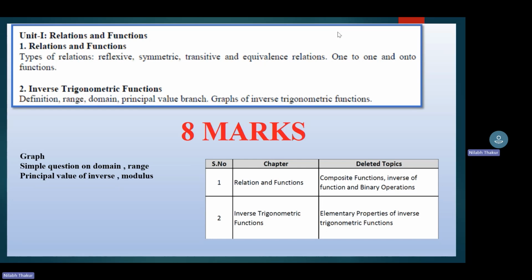One more type of question: simplify sine inverse x plus root under 1 plus x. Such a type of question will come. There will be no question based on formulas like tan inverse x plus tan inverse y, sine inverse x plus sine inverse y, or cos inverse x plus cos inverse y. So no question will be asked from the inverse trigonometrical function topic based on the formula.